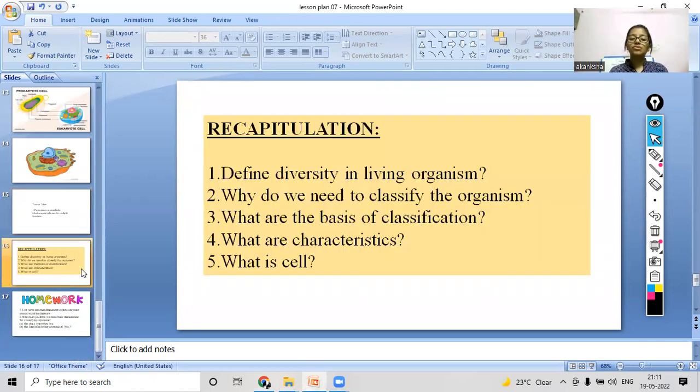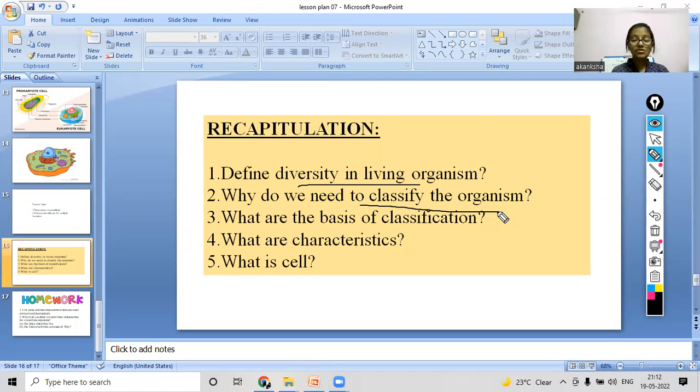So now we will move on ahead and come to the recapitulation part of whatever we studied today. So we studied about different diversities and different organisms and how they are characterized based on the different characteristics they possess, right? In recapitulation, first, define diversity in living organisms. You can write your answers in the chat box. Yes, some organisms are big, some are small, some have different structures, some have different eating habits. Yes, very good. And why do we need to classify the organisms? Yes, so that we can easily identify the organism.